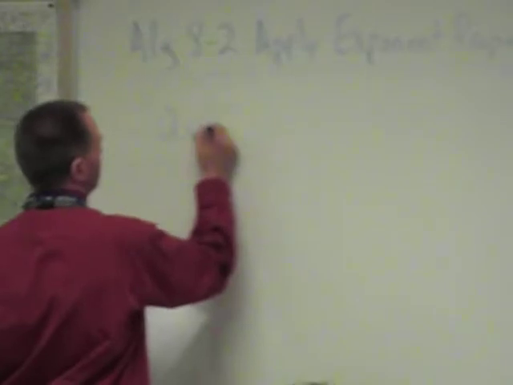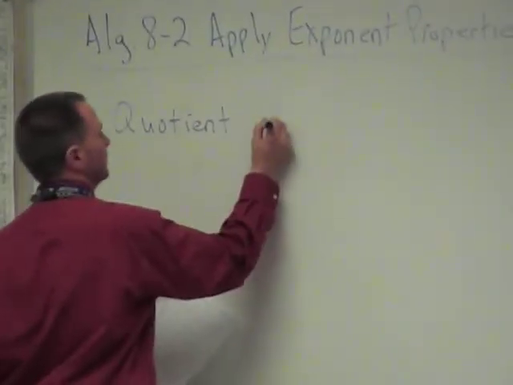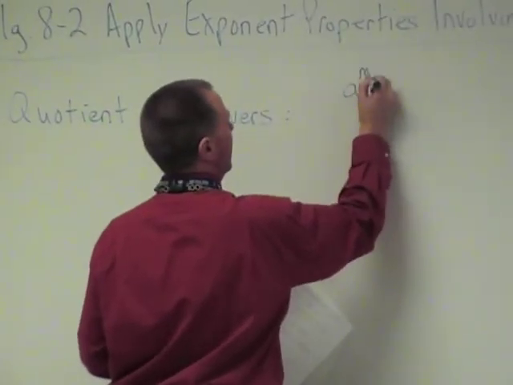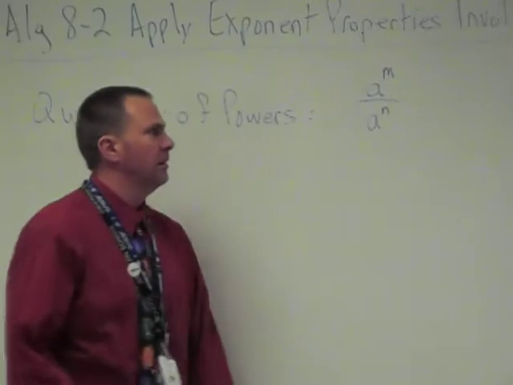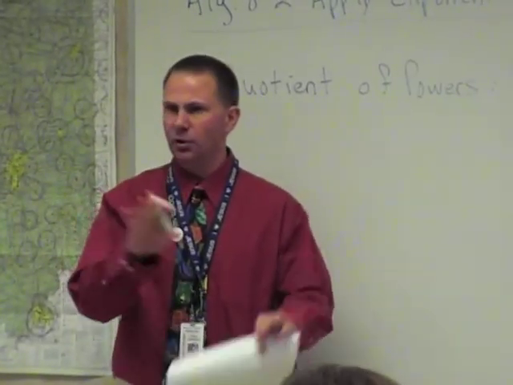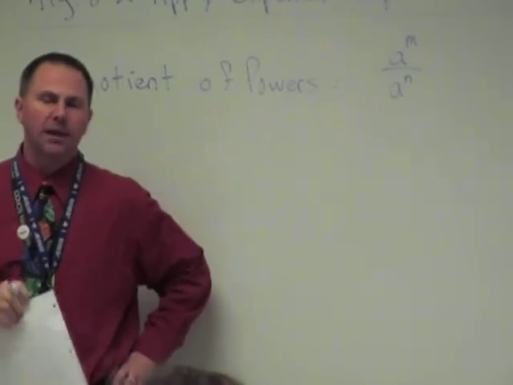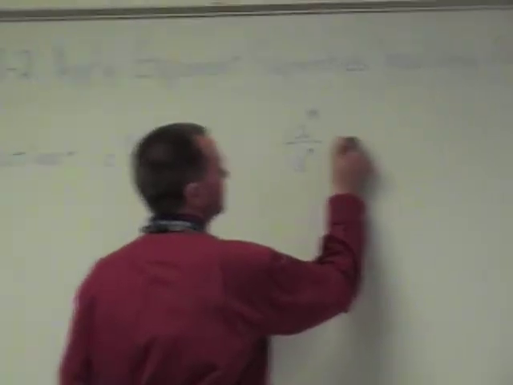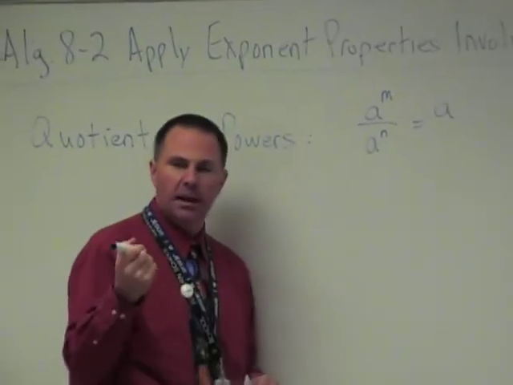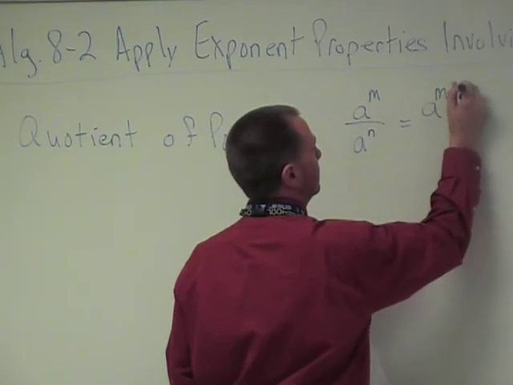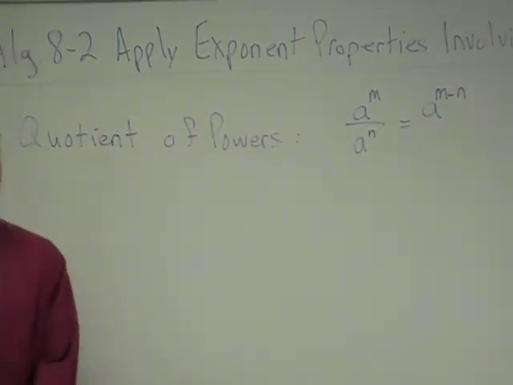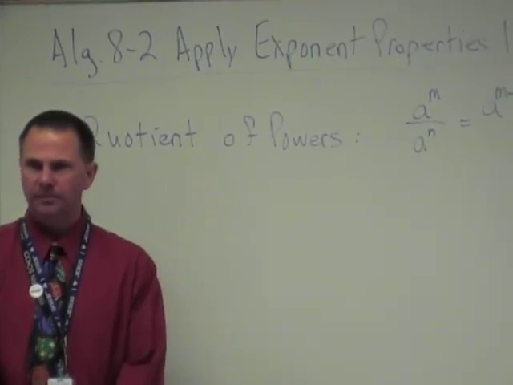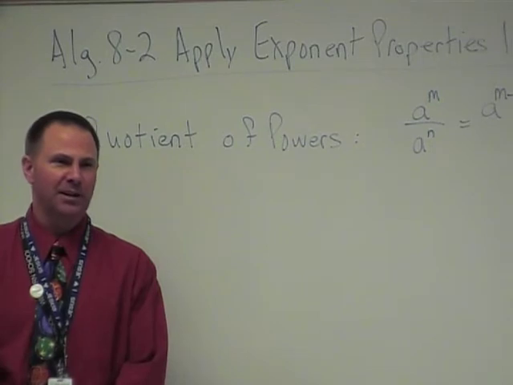Quotient of powers. That just means if you have like bases in a fraction, no plus or minus signs, what you do is you put your base in your numerator and take the top exponent minus the bottom. Alright, pretty simple. It'd be easy if everything looked like that, right?